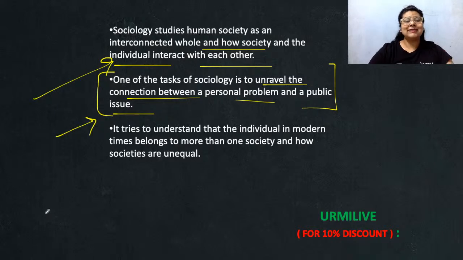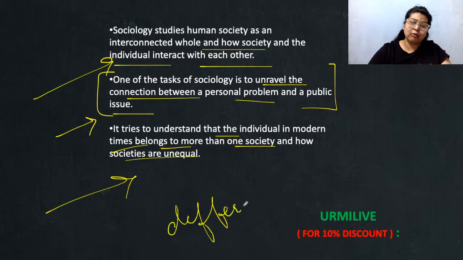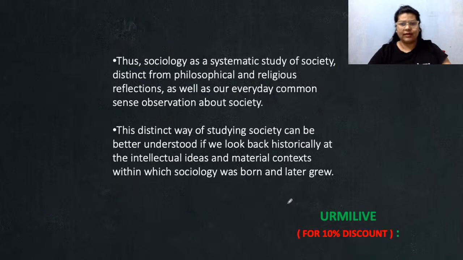Okay, next is it tries to understand that the individual in modern times belongs to more than one society and how societies are unequal. See, we have different thought process, and every single person has a different approach towards life, towards their thoughts, towards the way they want to look at things, towards the way they want to assume things, believe things, etc. Everything is different. Now, thus, sociology is a systematic study of society, distinct from philosophical and religious reflections, as well as our everyday common sense observation on the society.